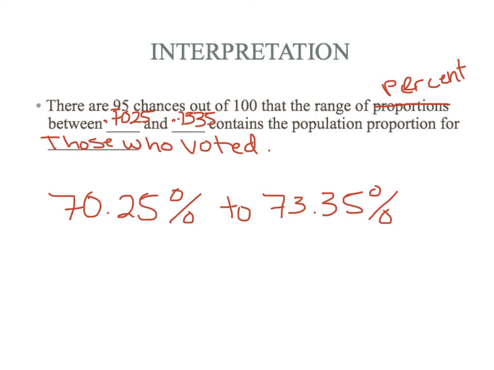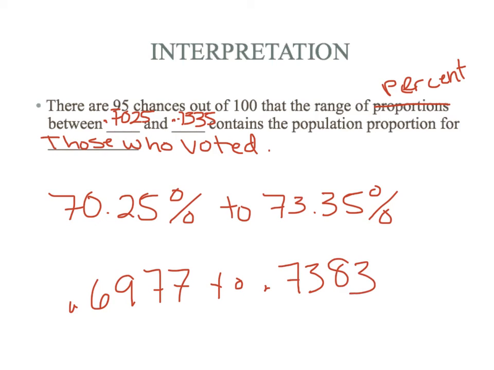And so that would be a 95% confidence interval for proportions. Now you could do the 99%, and all you would do is change the z from 1.96 to 2.57. And if you want to go ahead and do that and check your work, the answer for that is going to be 0.6977 to 0.7383. All right, so that's how you go ahead and calculate that.